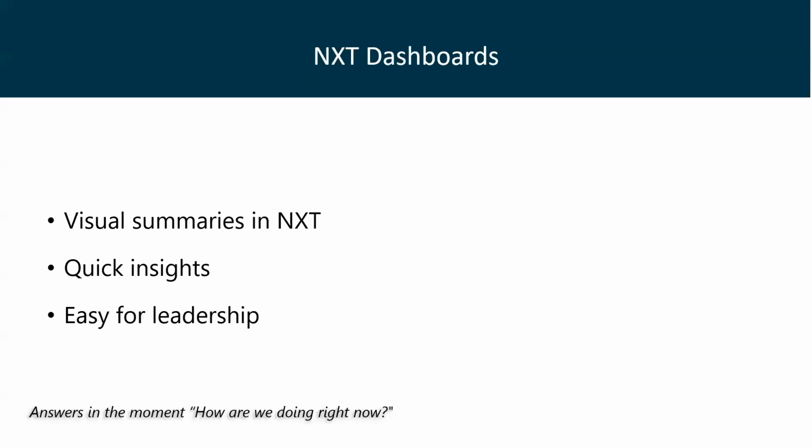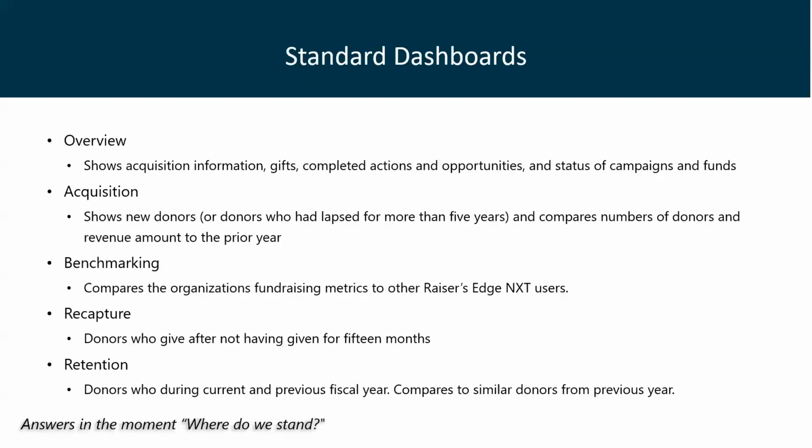They're really easy to show leadership the state of things currently in the database. Really great for major gift officers to see how things are going, because you can put in a lot of filters around what's being shown in terms of funds, things like that. So the dashboards really answer, in the moment, how are we doing right now? The standard dashboards, again, this is just a few. There are more than this, but these are the ones that Blackbaud already has built. So there's a nice overview one showing acquisition information, actions, opportunities, funds, and things like that.